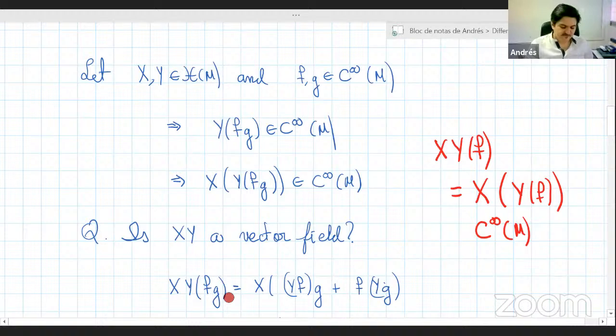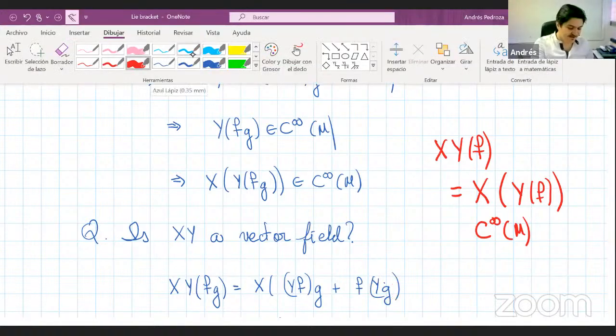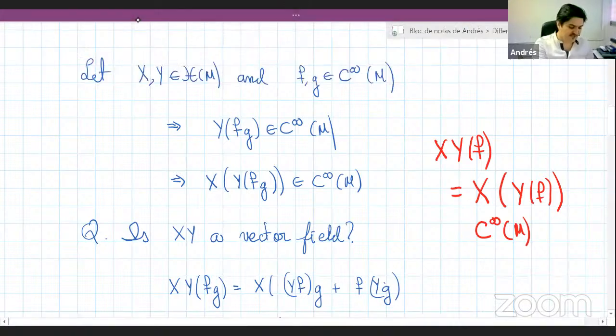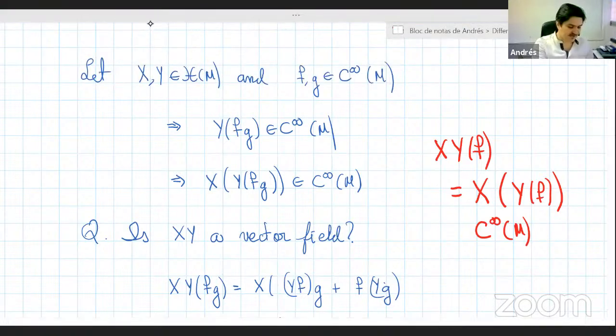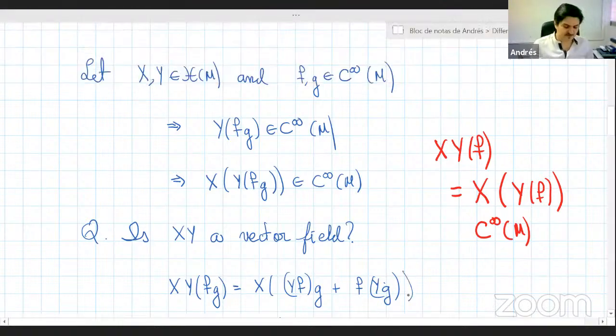So, first of all, Y is a vector field, so I apply the derivation property of Y, right? So that's why I have Y of f times g plus f times Y of g, okay? I'm using the fact that we have a derivation. I'm missing here a parenthesis. Let me write it here. Okay.